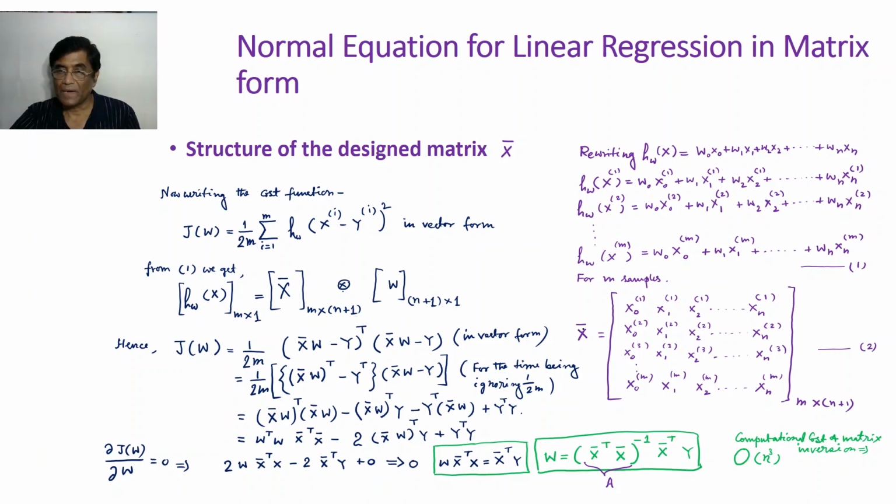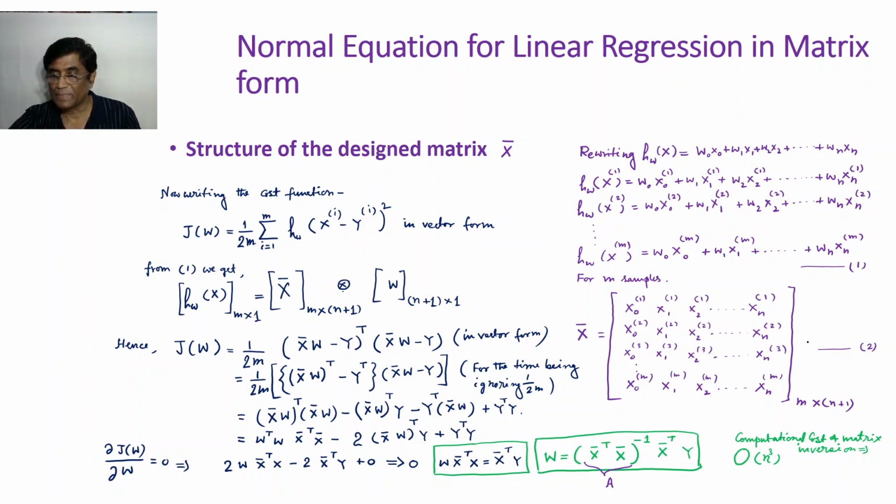So X bar would be: x0 for sample number 1, x1 for sample number 1, x2 for sample number 1, up to xn. Similarly, x0 for sample number 2, x1 for sample number 2. This is for sample number 2. So each row of this matrix is all the feature values corresponding to a particular sample. So this is the matrix, and its dimension is m cross n plus 1.